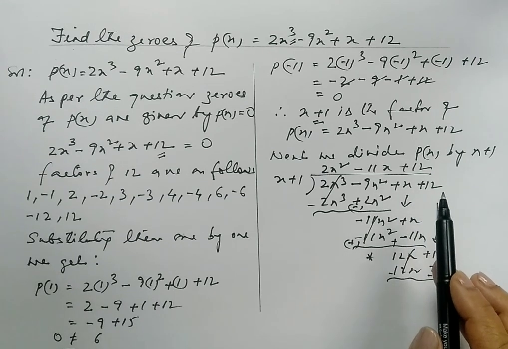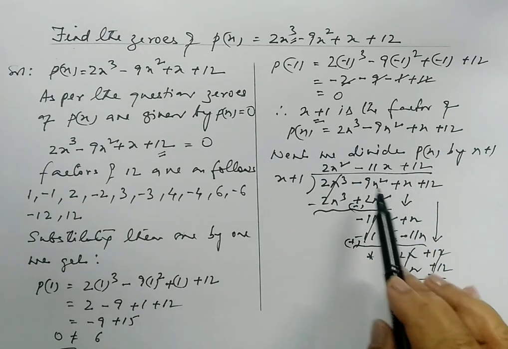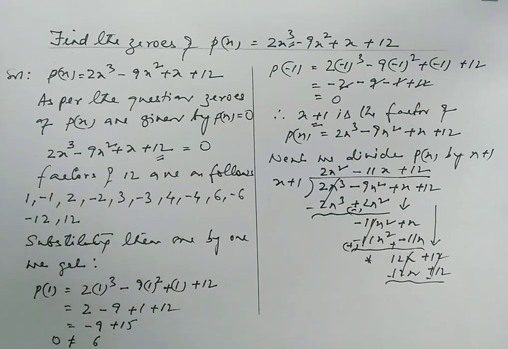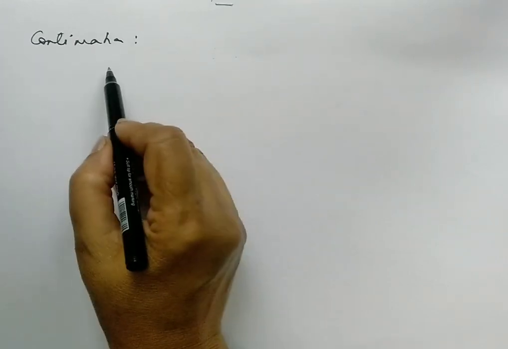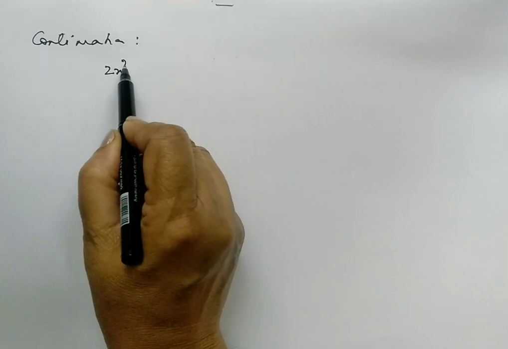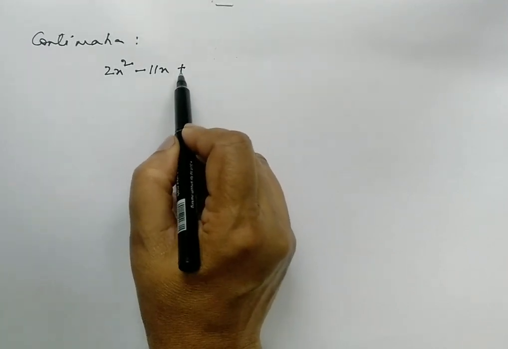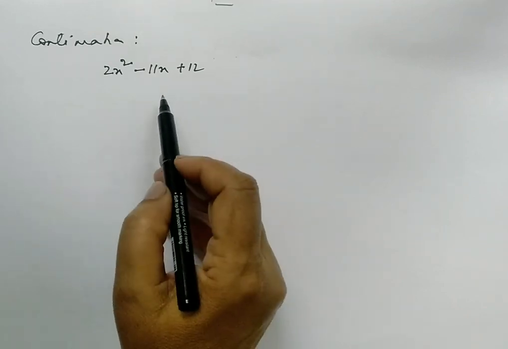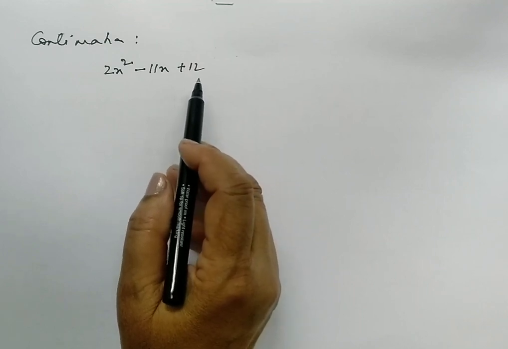All right, guys. So how do we find out the other two factors? By middle term break. Okay. So let's do that. The quotient had been 2x square minus 11x plus 12. All right, guys. We need to break this up, okay, into two factors.